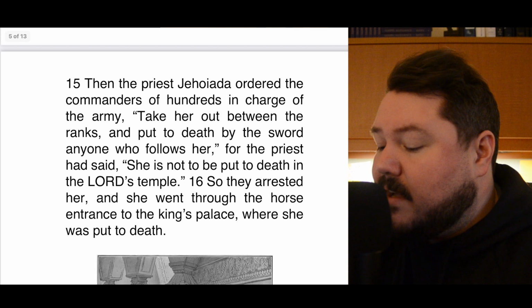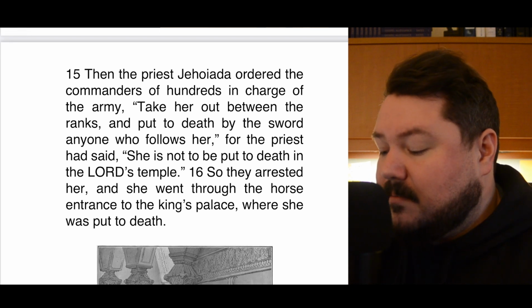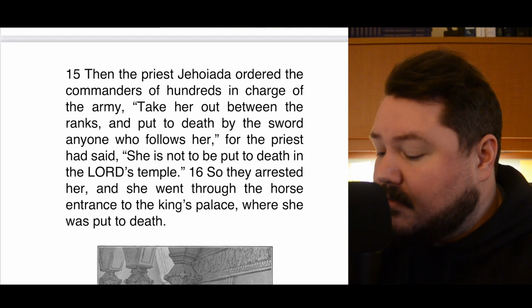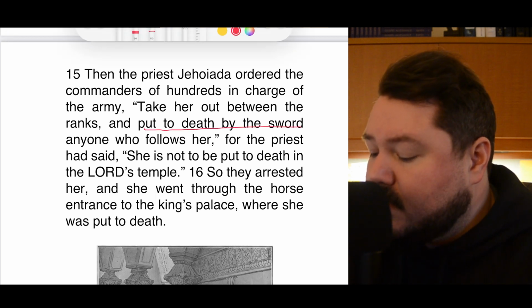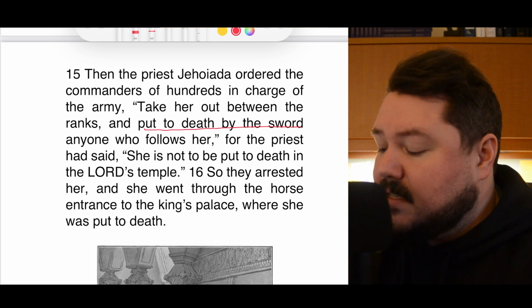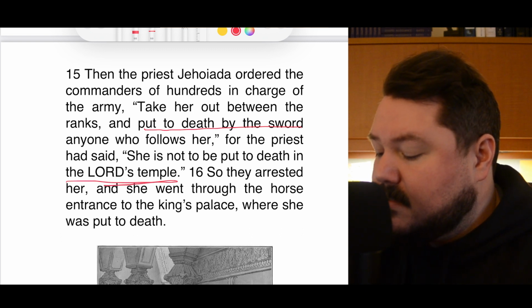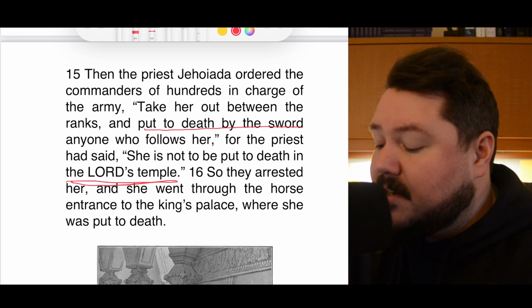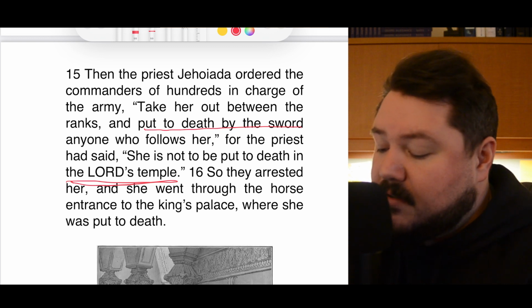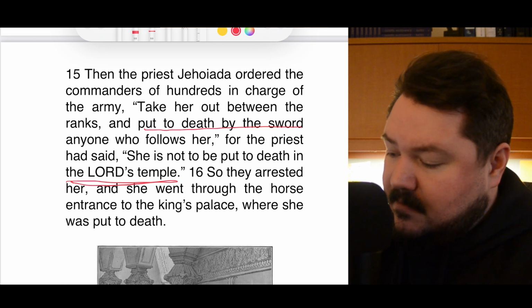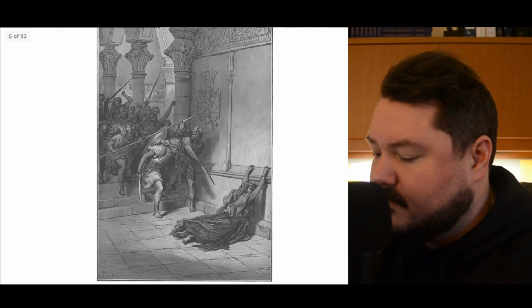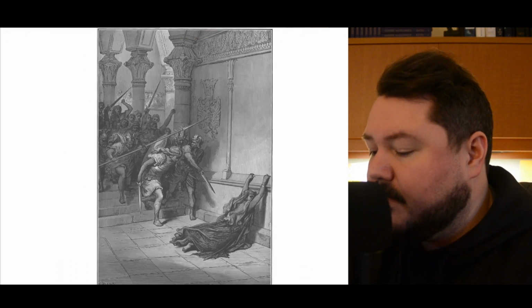Then the priest Jehoiada ordered the commanders of hundreds in charge of the army, "Take her out between the ranks and put to death by the sword anyone who follows her." For the priest had said, "She is not to be put to death in the Lord's temple." So they arrested her, and she went through the horse entrance to the king's palace where she was put to death. And there's this cool drawing I found of her being put to death.